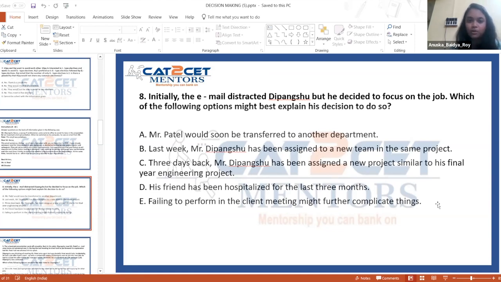Because even if he goes to another department, the HR would be monitoring him. Okay. Now option B. Last week, Mr. Dipanshu has been assigned to a new team in the same project. Okay, new team, same project.